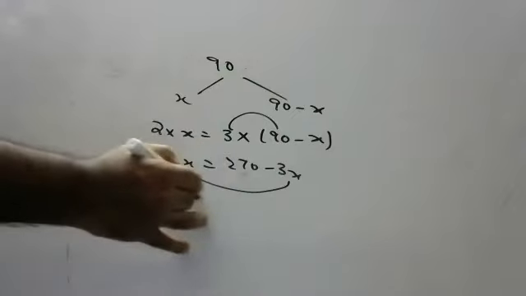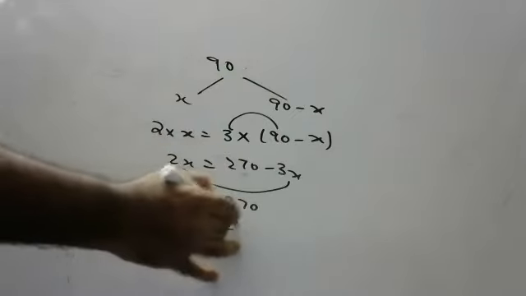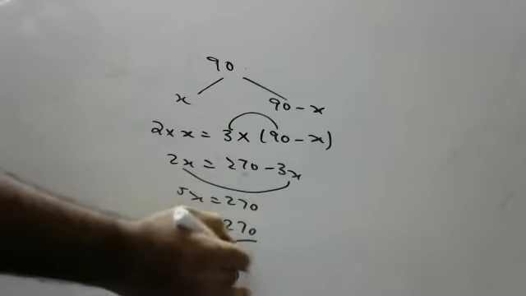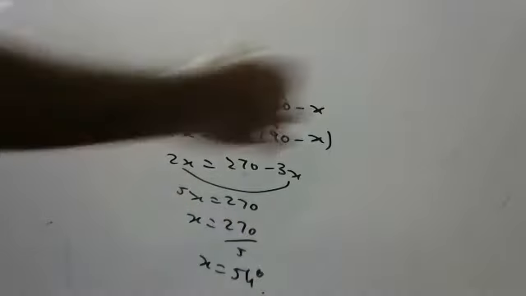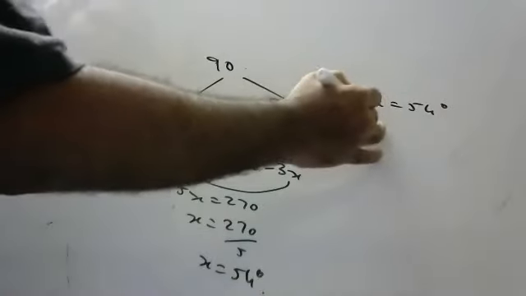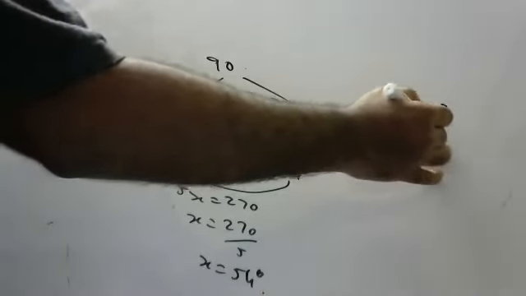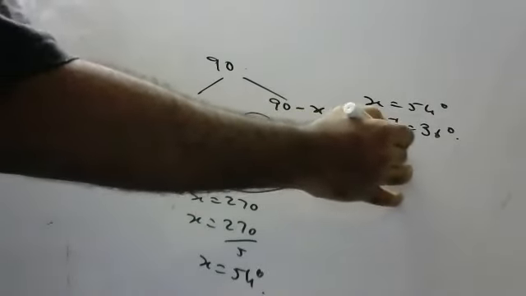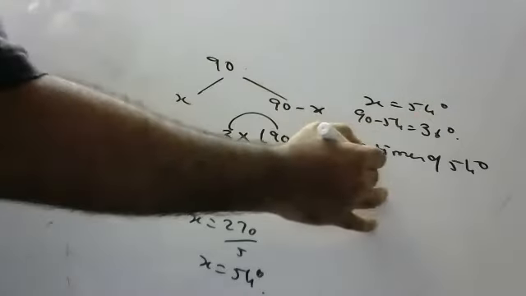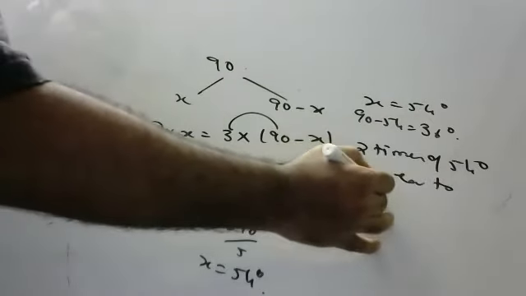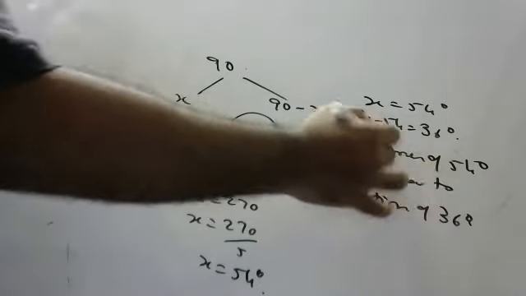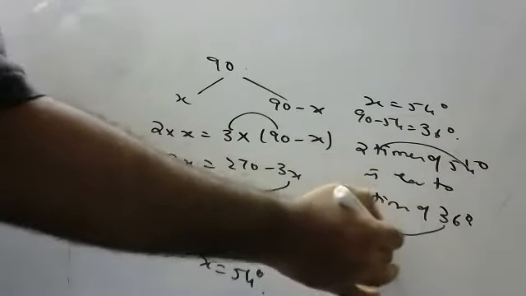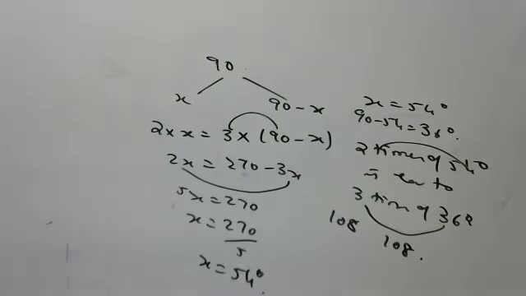Bring this here, children. 5x is equal to 270. x is equal to 270 by 5. x is equal to 54 degrees. If one is 54 degrees, what is 90 minus 54? 36 degrees. So 2 times 54 degrees is equal to 3 times 36 degrees, because 2 54s are 108 and 3 36s are also 108.